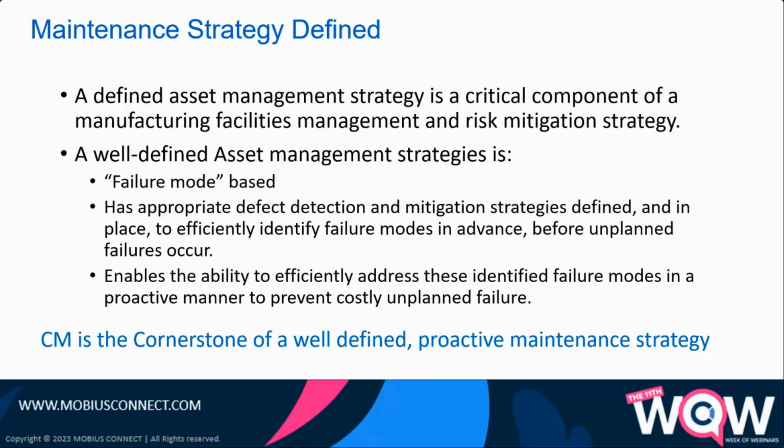All right, perfect. So we're going to begin with defining a maintenance strategy. What is it? A well-defined asset maintenance strategy is always a critical component of any manufacturing facility management and risk mitigation strategy. And a well-defined asset management strategy really has 3 key components. The first one and most important is that it's failure mode based. If you have a maintenance strategy in place today that's not failure mode based, I'm pretty confident it's most likely not effective.